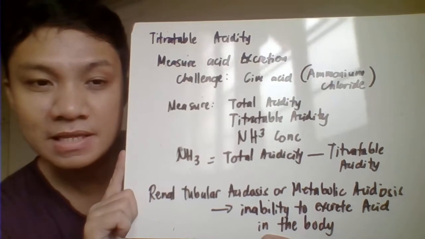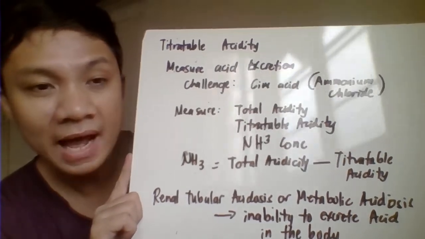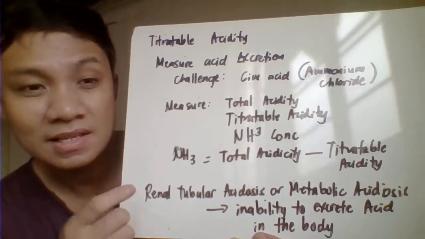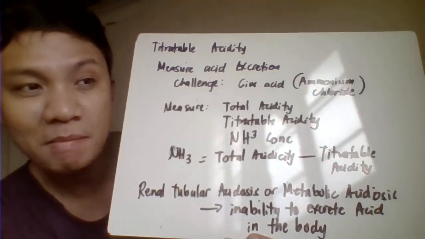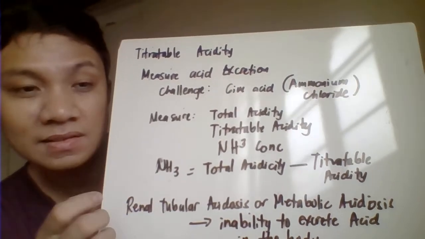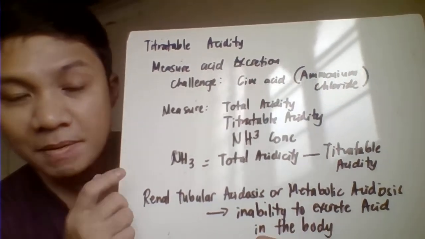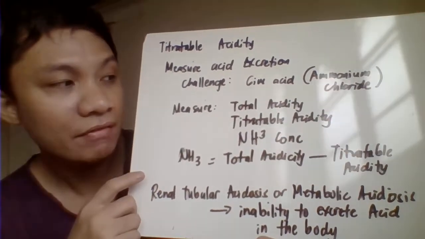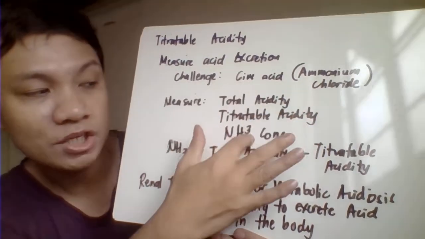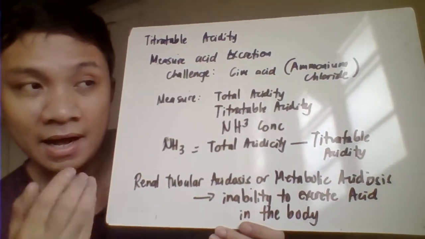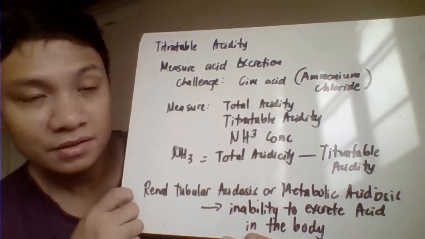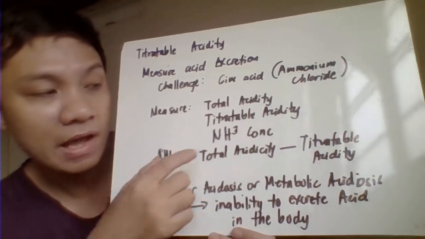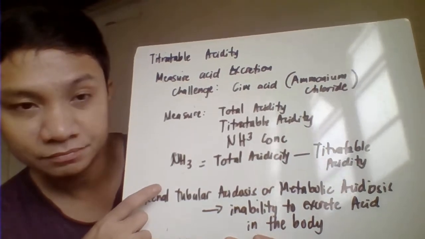So to measure here the ability of the patient to excrete an acid, then you need to challenge the patient. Kaya niya ba mag-excrete ng acid? So bibigyan mo siya ng acid and then try to measure kung kaya niya ma-remove ang acid na binigay mo. Try to challenge the patient by giving an acid in the form of your ammonium chloride. And after that one, try to measure the following concentration as a reflection of your acid excretion. So the first one, we have total acidity. We have also here titratable acidity, and we have your ammonia concentration.